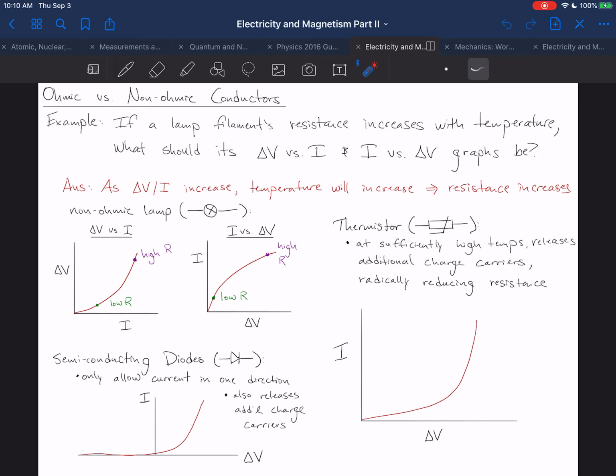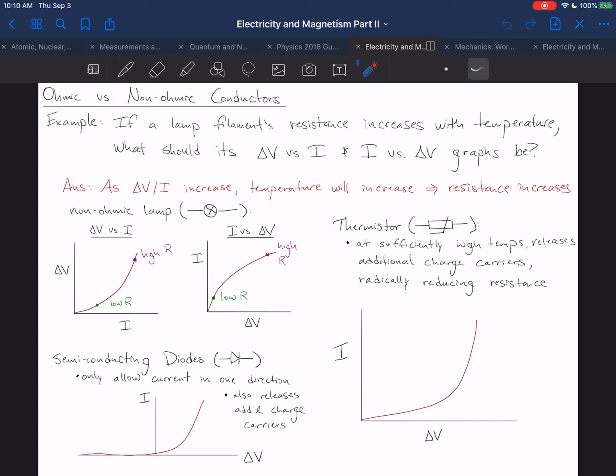One thing to be really careful of on problems like this: to find the value of the resistance, you do not take the slope. I know we have trained you to do that, but you're not actually finding the slope at these points. What you're doing is simply dividing the value of delta V over I right here to find the resistance, and dividing the value of delta V by I right here to find the resistance. It is not the slope of this line.